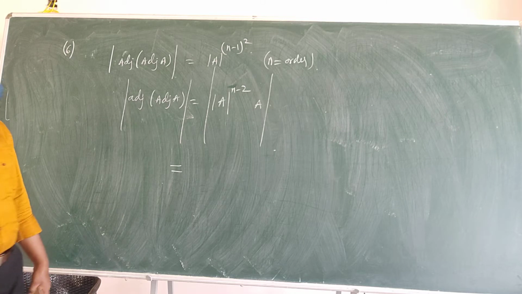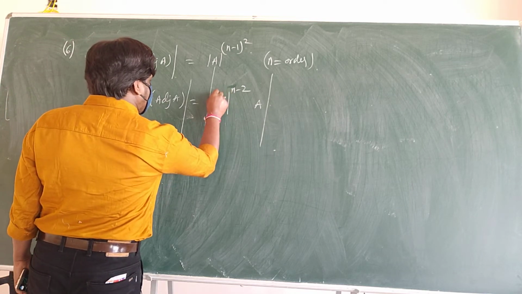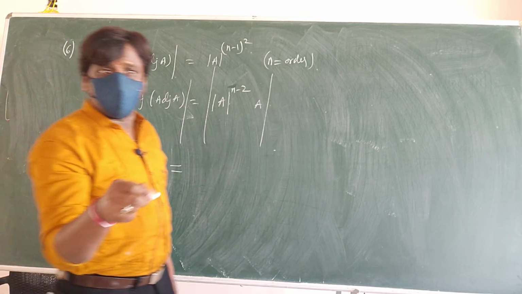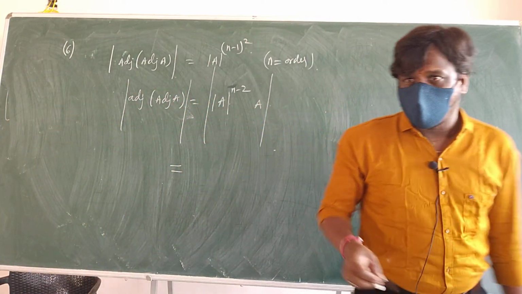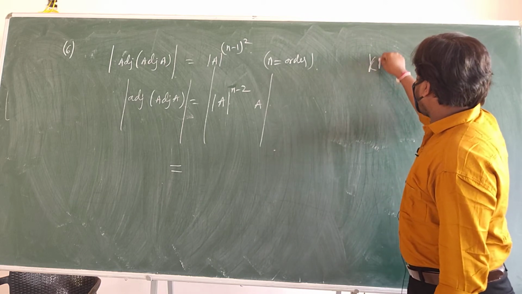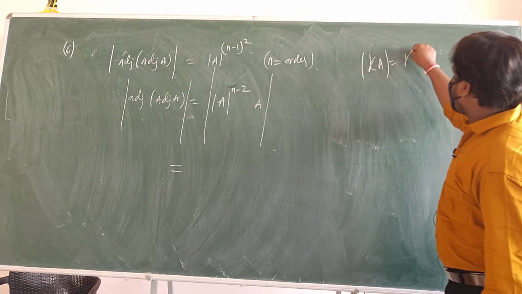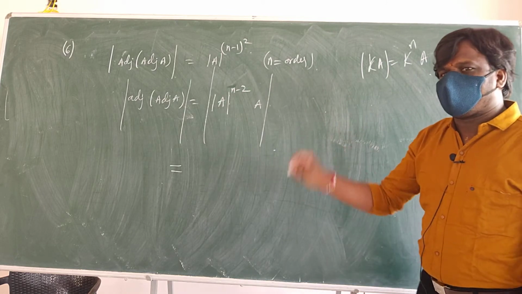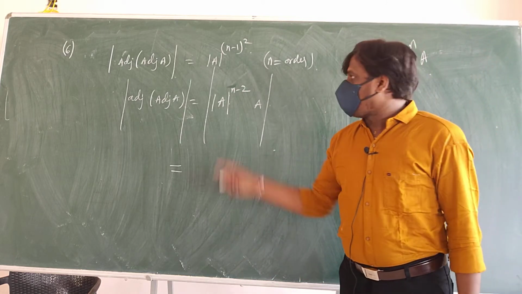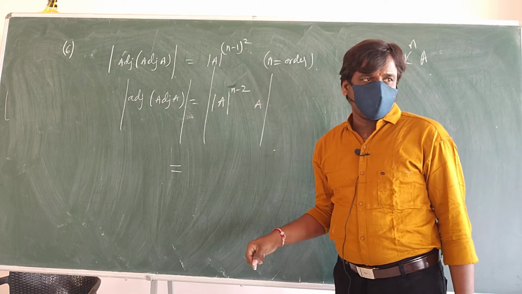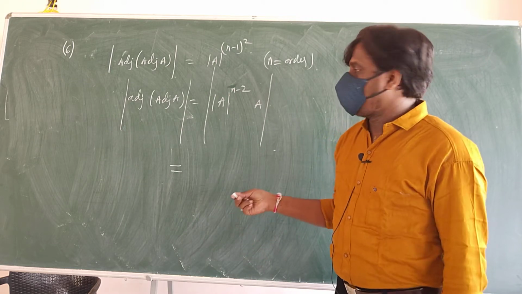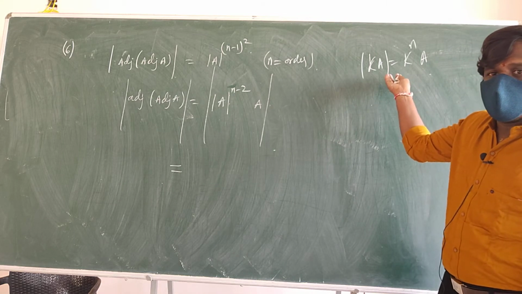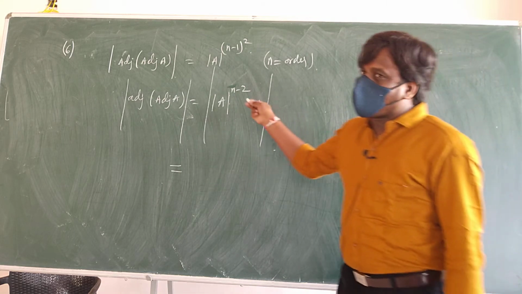So what you have learned: determinant of A to the power n minus 2 looks like k, it's a constant. Determinant of kA is equal to k raised power n into determinant of A, because A is of order n. So what do you get from this one? Come on, tell me quickly. I gave the clue here, very easy. If this is that, what do you get here?